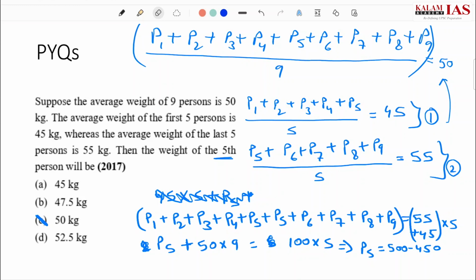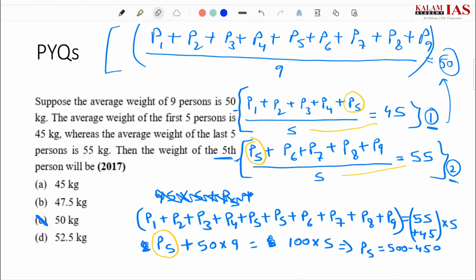I'll explain this again. It is a bit complex problem to solve. The average weight of 9 people is given as 50 kgs. The average weight of first 5 is given 45 kg. Average weight of last 5 is 55 kg. We are simply adding these two equations, that is equation 1, equation 2, and then when we add this, only P5 is common, so it will be 2 times. So we take P5 separately, and then apart from that we just cross multiply and equate our LHS and RHS.